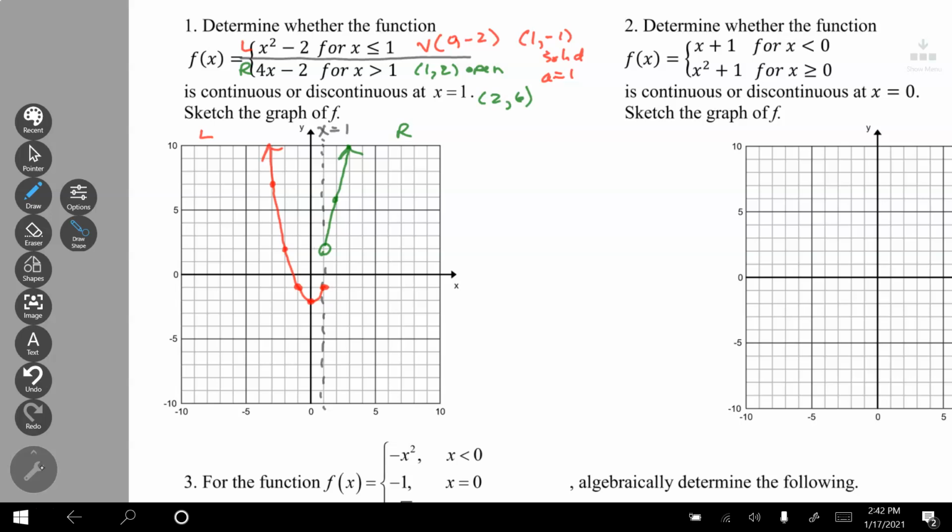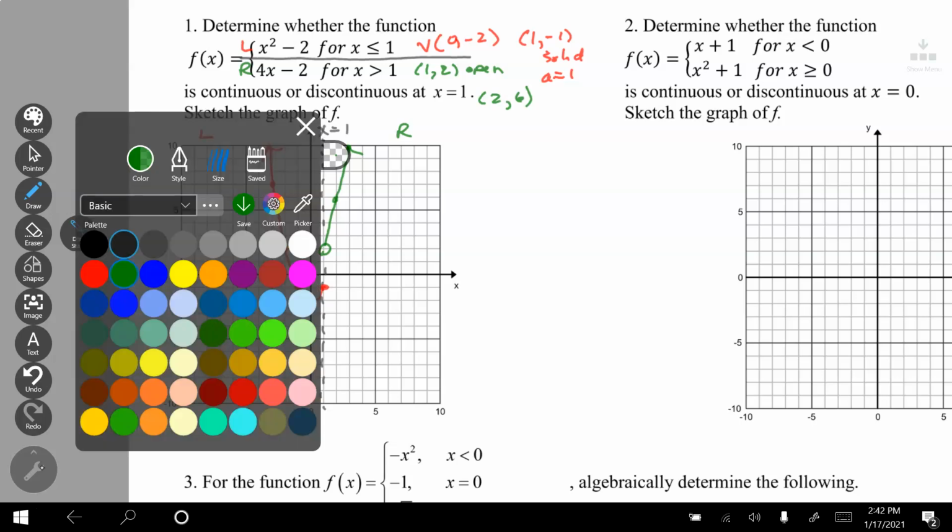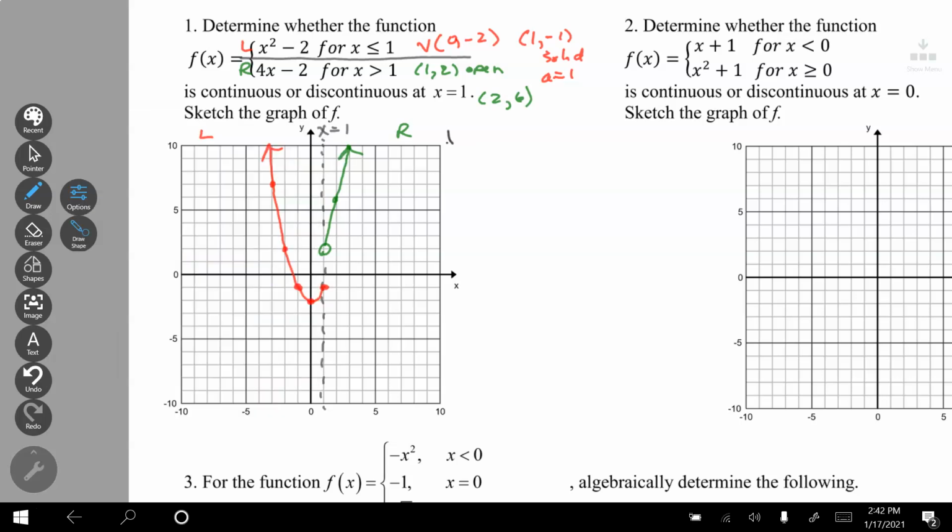And I could do my 3 steps. You always have to do 3 steps. Step 1. I'm using x equals 1. Does f of 1 exist? Well, f of 1 is looking for a solid dot, and it does. It is equal to -1.